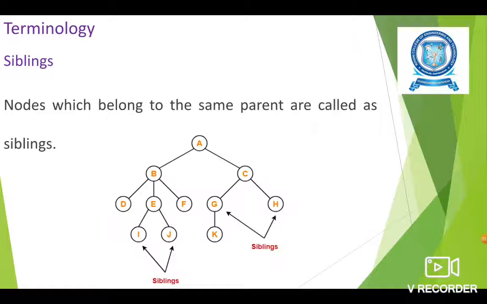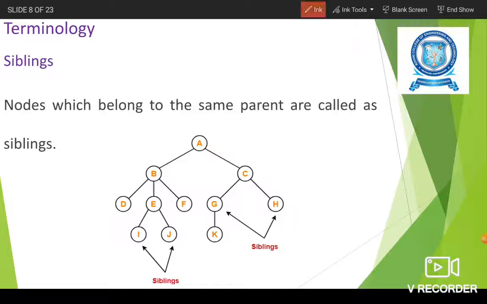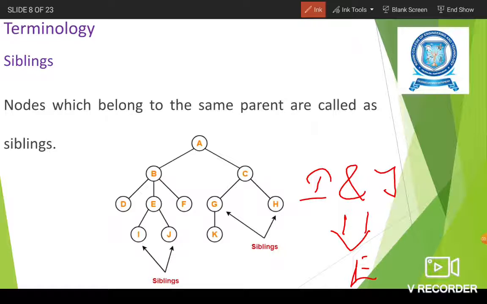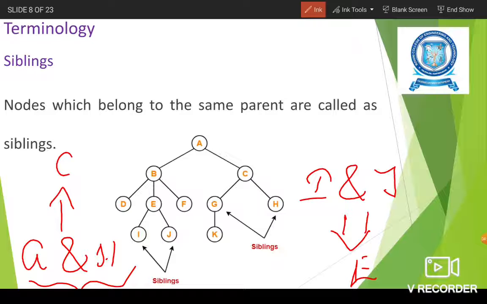Siblings. Nodes which belong to the same parent are called siblings. Okay. So in the given tree, the nodes I and J both have the same parent E. The parent of I and the parent of J is E. So you can say I and J are siblings. Similarly, the nodes G and H, the parent of G and H is C. So you can say G and H are siblings.